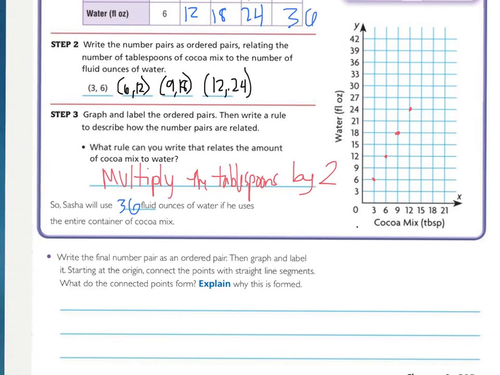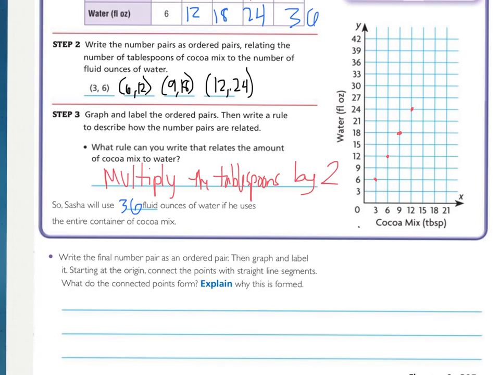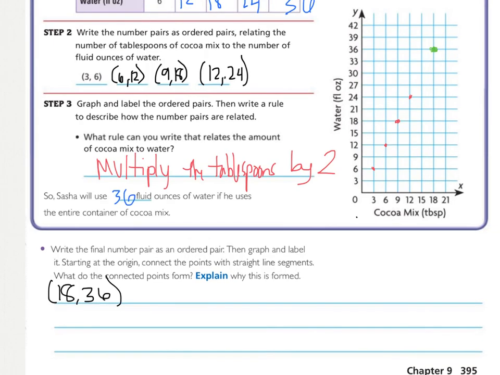So we need to write our final answer as an ordered pair, so the 18 and 36, and then we need to graph and label that. So your ordered pair should be (18, 36), and graphing it right here. I did it in a green dot. So the next step is starting at the origin, remember that (0, 0), connect the points with straight line segments. Use your ruler to connect them. And then answer, what do the connected points form, and why is that formed?